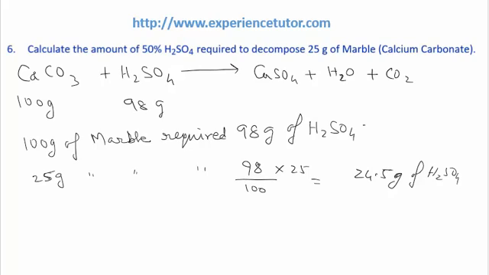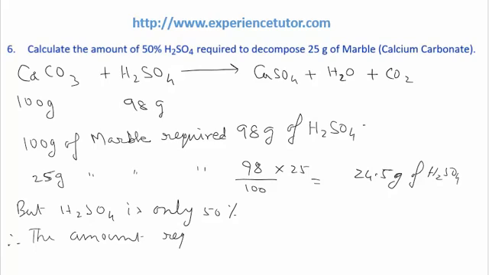But H2SO4 provided is only 50%. Therefore, the amount required will be 24.5 into 100 upon 50, which is equal to 49 gram.